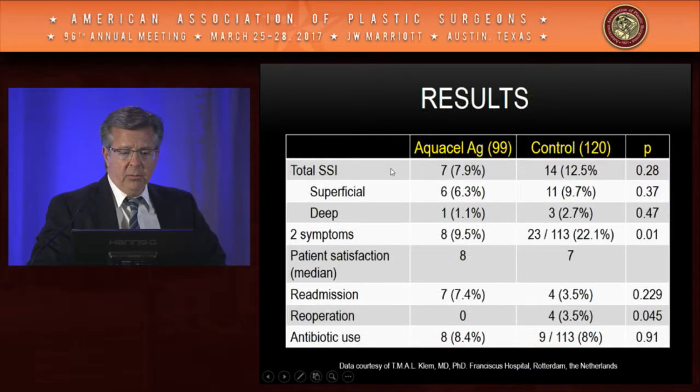If you look at the results, it was interesting. The total incidence of surgical site infection in the Aquacel group was about 8% compared to 12.5%.